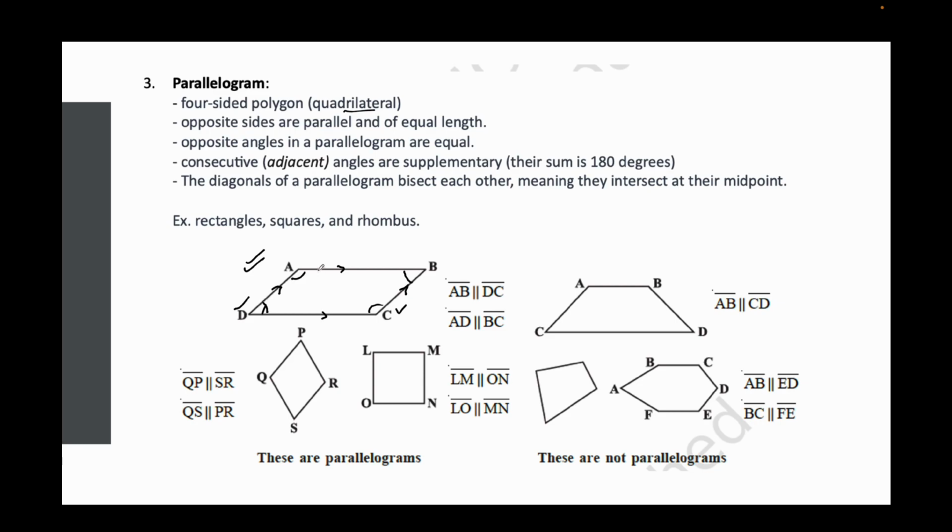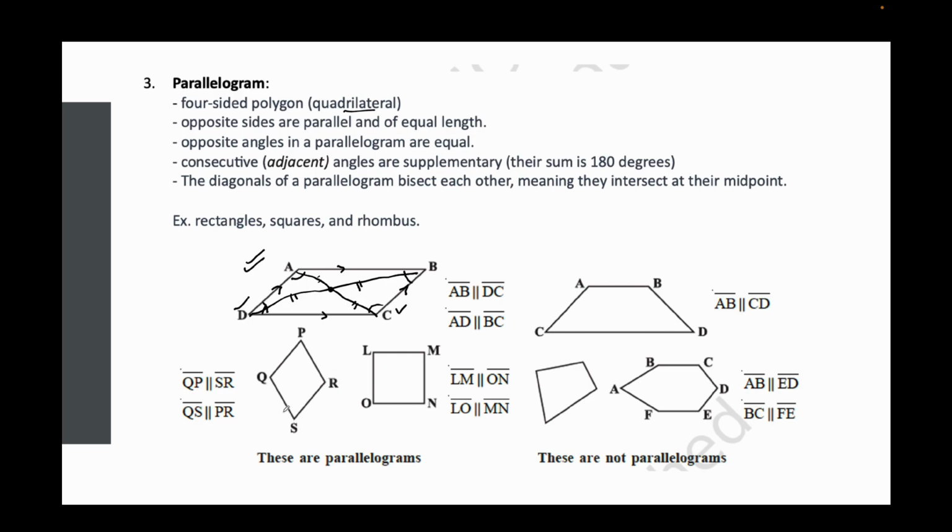So angle A plus angle D is 180 degrees, and the diagonals of a parallelogram bisect each other, meaning they intersect at their midpoint. So as you can see, in this figure, opposite sides are equal, the adjacent angles add to 180 degrees, opposite angles are equal, and the diagonals bisect each other at their midpoint. So this will be the midpoint of this parallelogram, and this side should be equal to this side and this side should be equal to this side.